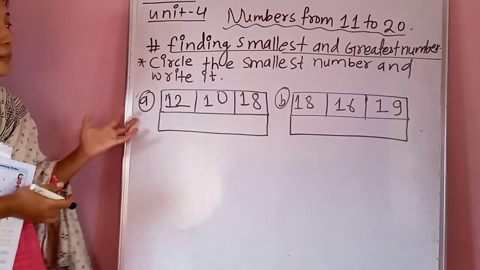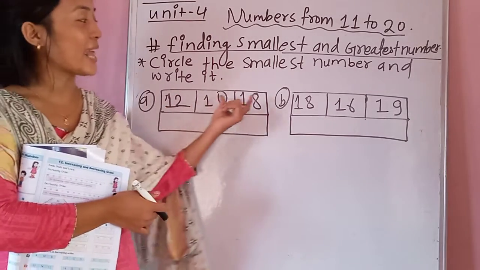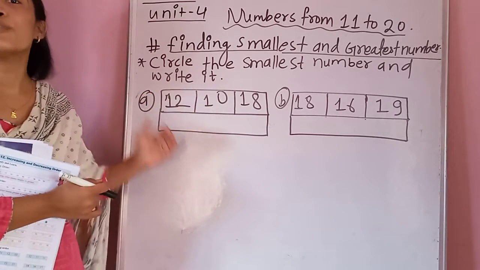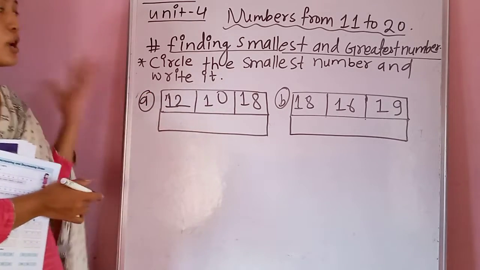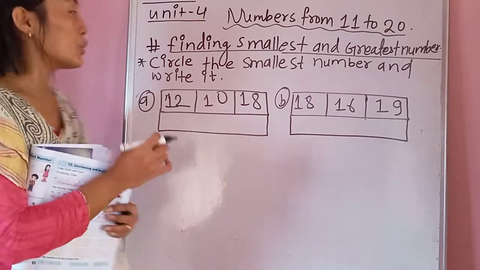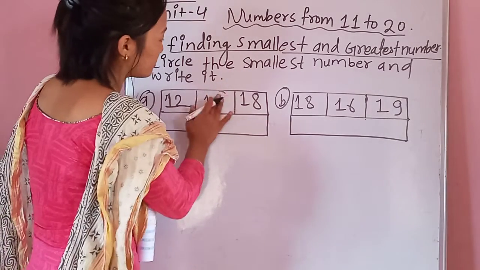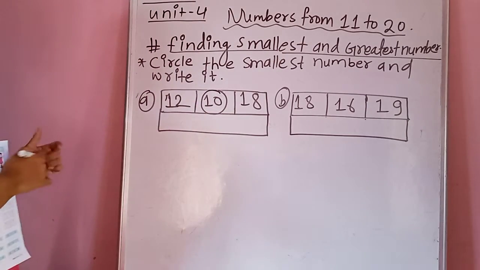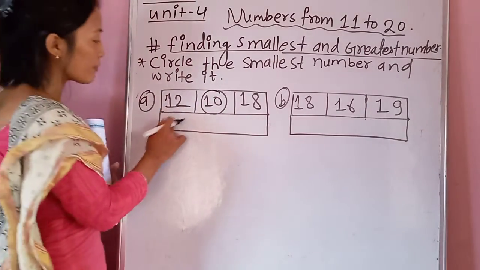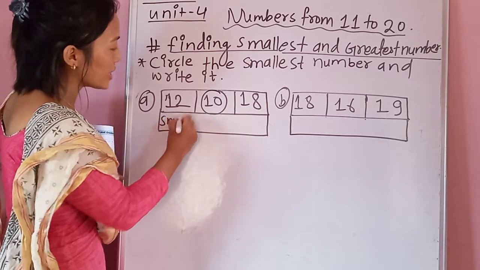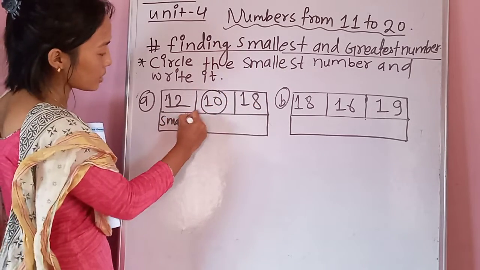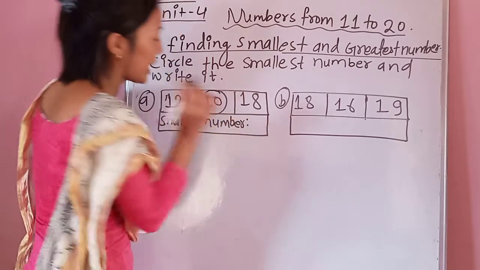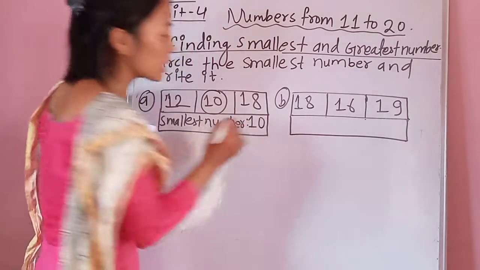So in this A number I have written the numbers 12, 10 and 18. So among these, which one is the smallest number? I think you can identify it easily. So among the 12, 10 and 18, 10 is the smallest number. So for that, what you have to do, you have to circle it at first. And after circling it, in this downside box, what you have to write? You have to write here the smallest number, like this, and you have to write the number which you have circled.